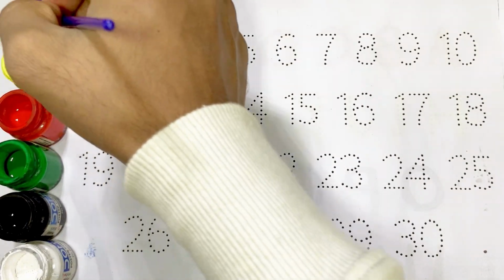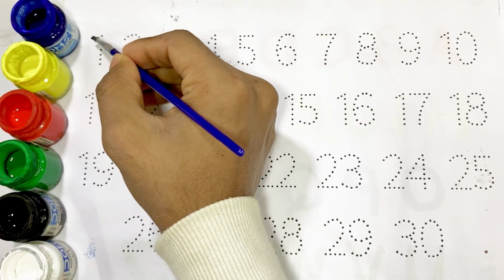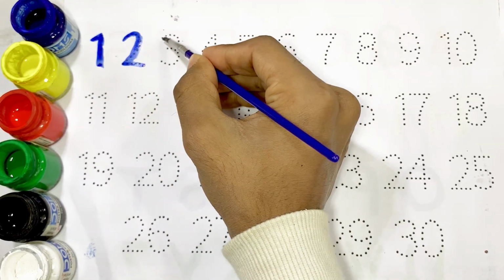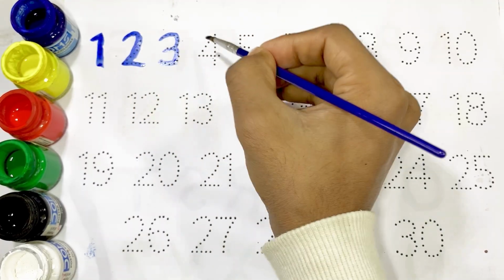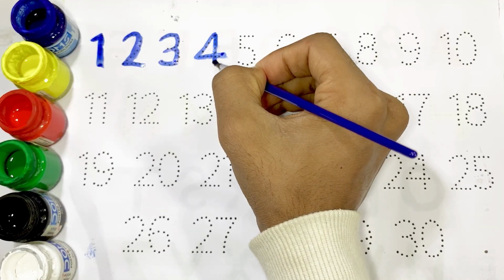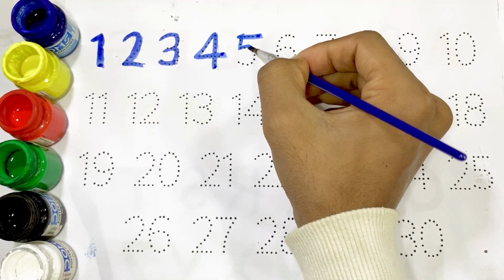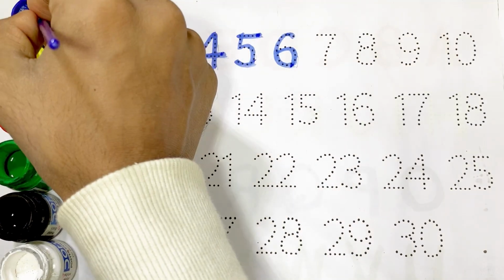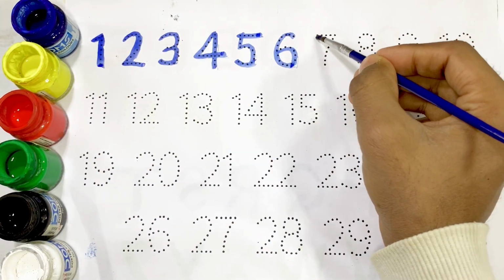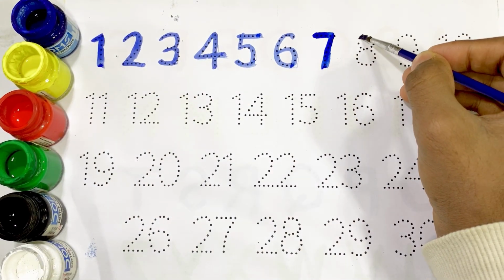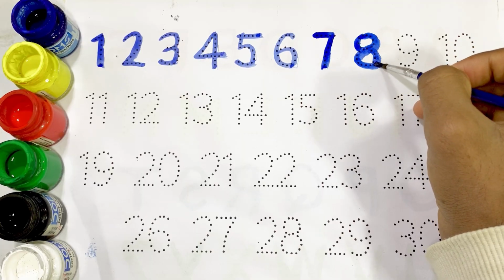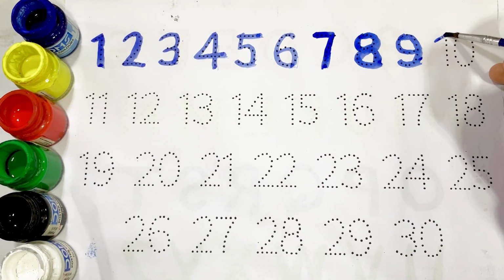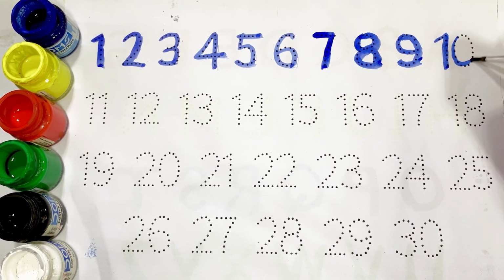And first you draw 1 and use blue color. This is 1. This is 2. This is 3. This is 4. This is 5. This is 6. This is 7. This is 8. This is 9. This is 10.